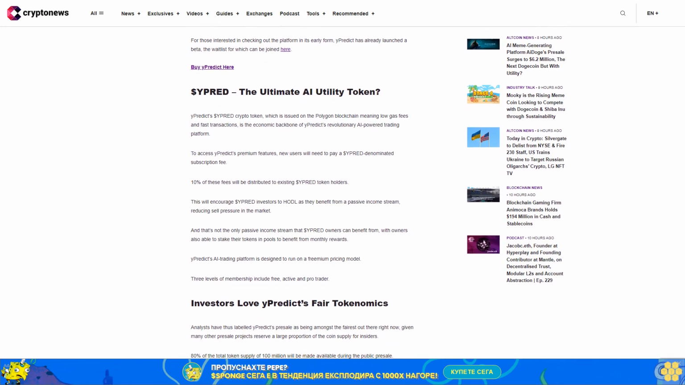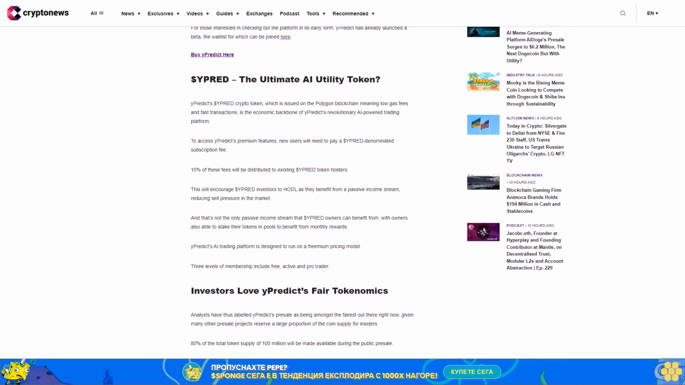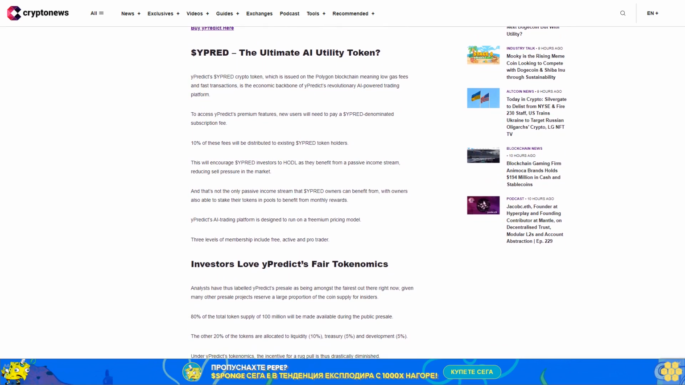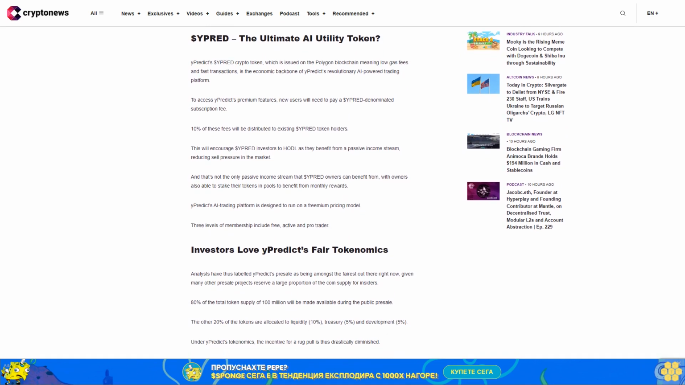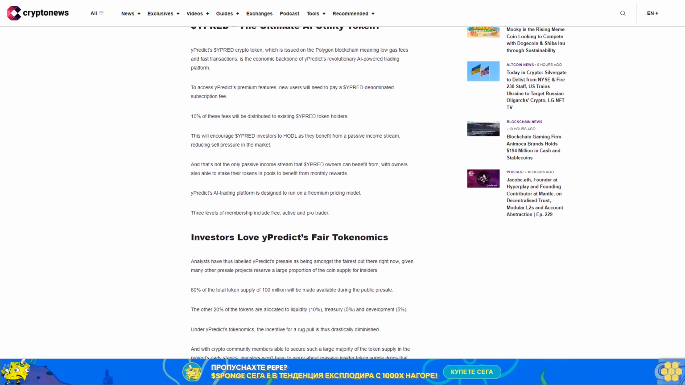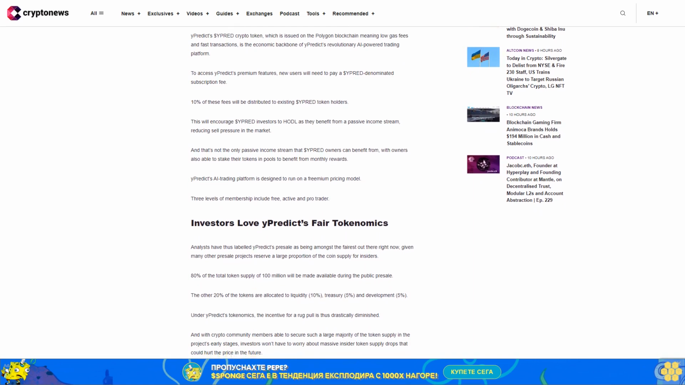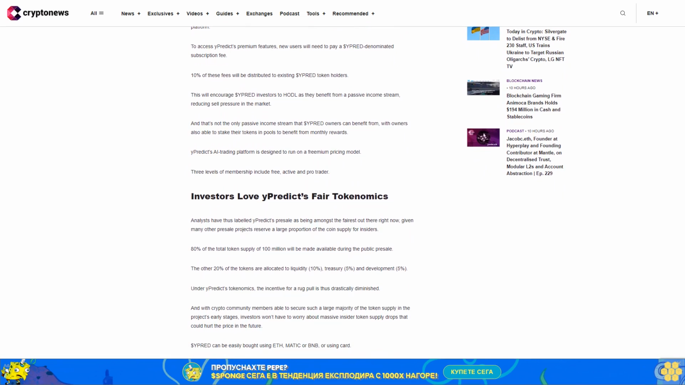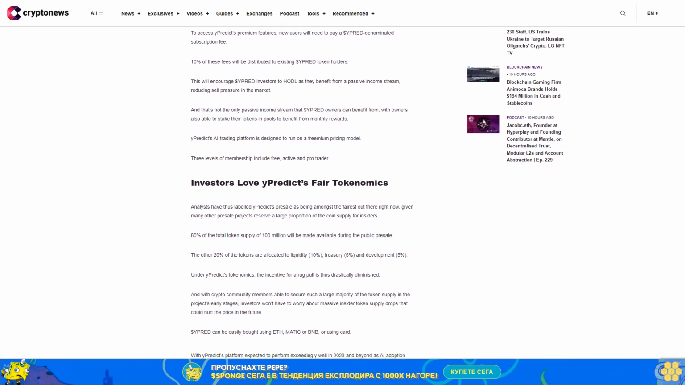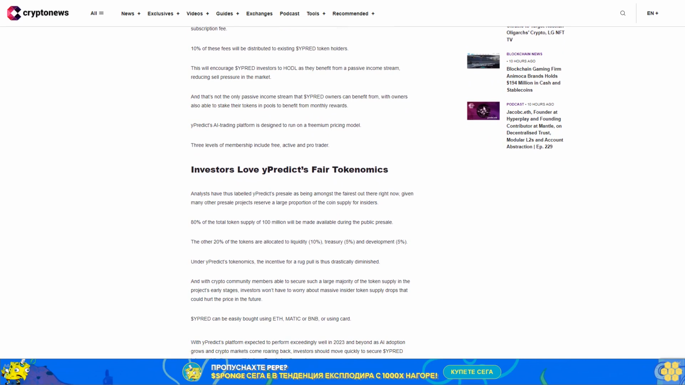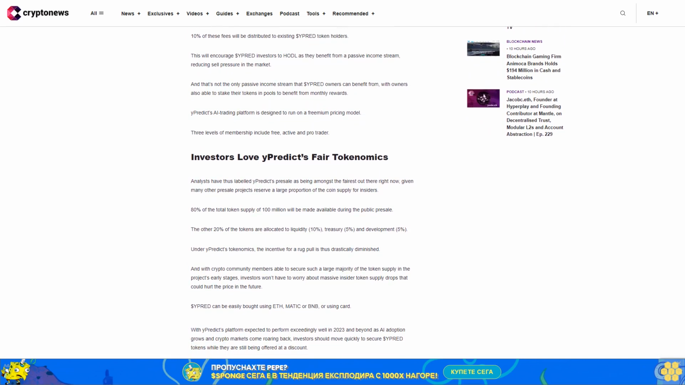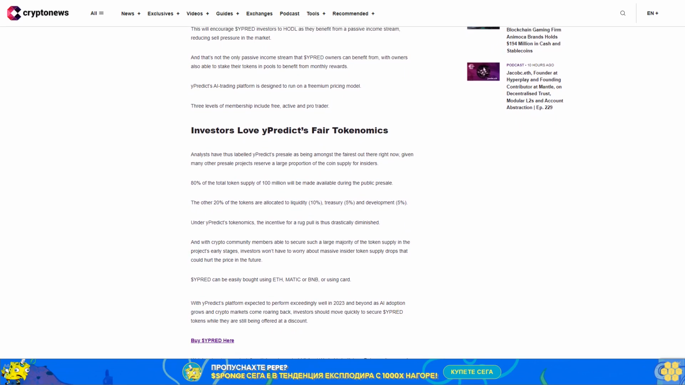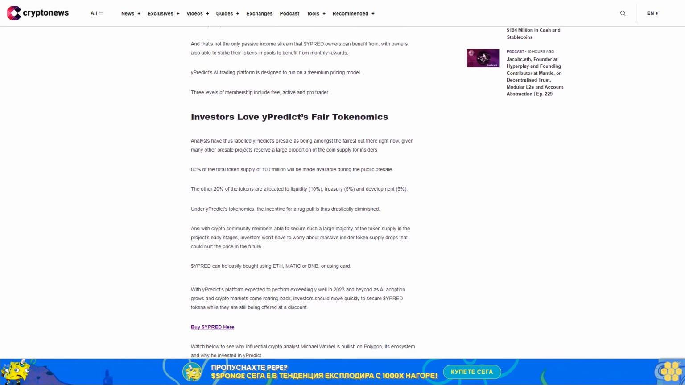And that's not all, just talk. AI has proven itself able to predict market movements. A recent research paper showed how the machine learning-based large language models, LLMs, at the heart of AI, such as ChatGPT, enable it to predict stock price movements. According to the project's white paper, yPredict plans to launch the full version of its analytics, repository and marketplace platform by the end of 2023. For those interested in checking out the platform in its early form, yPredict has already launched a beta, the waitlist for which can be joined here.